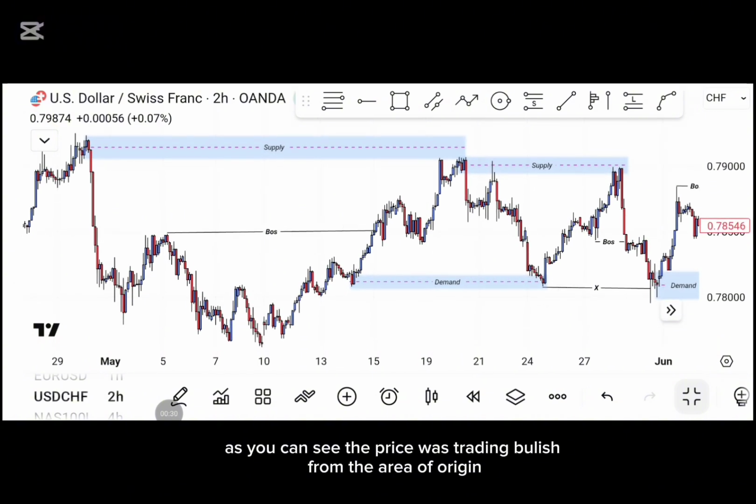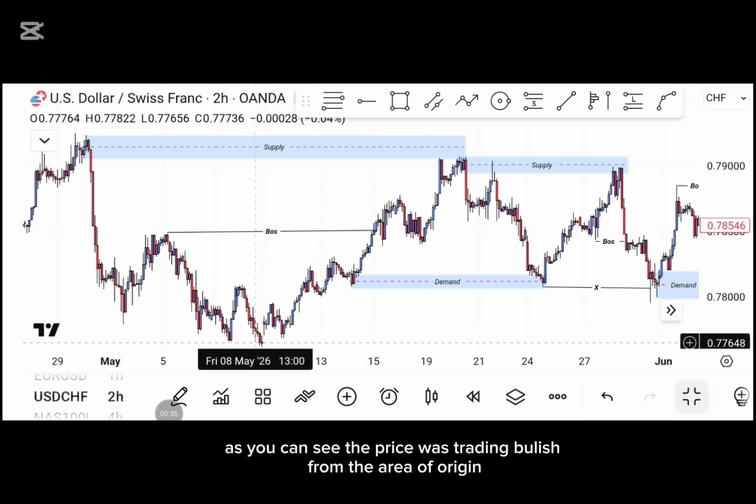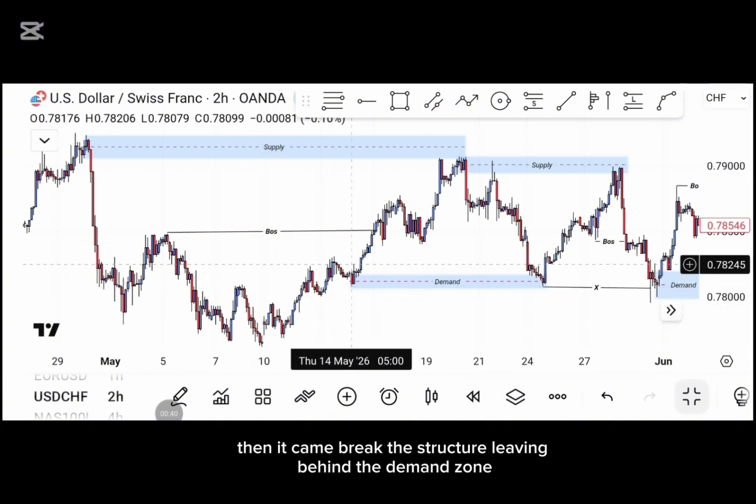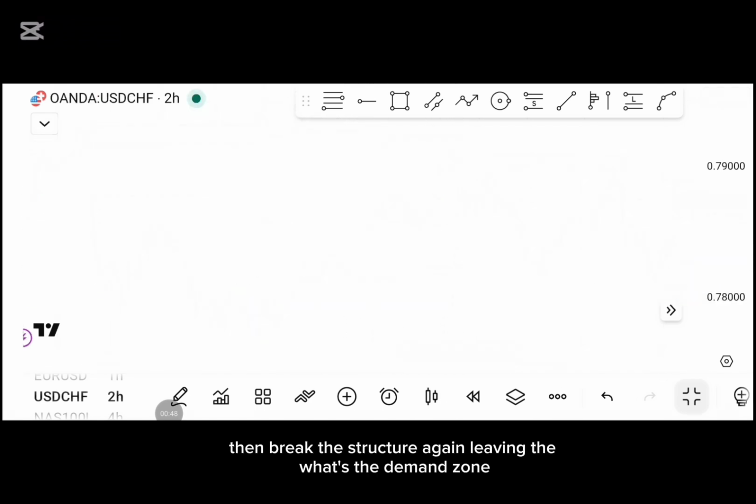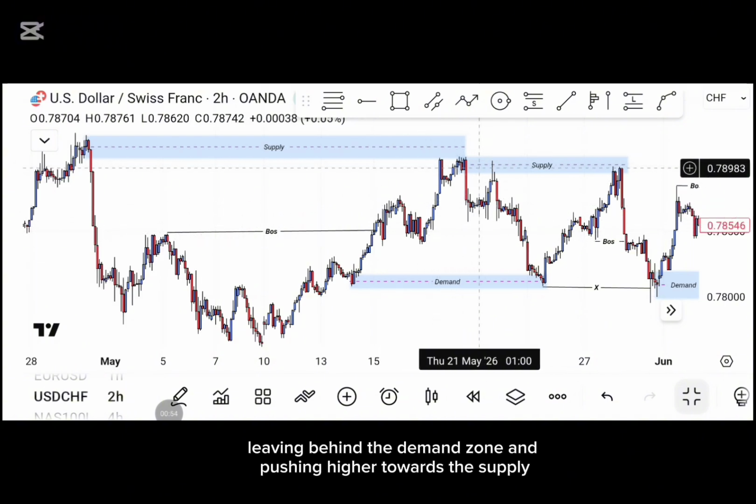As you can see, the price was trading bullish from the area of origin. This is the area of origin. Then it came, broke the structure, leaving behind the demand zone, then broke the structure again, leaving behind the demand zone and pushing higher towards the supply.